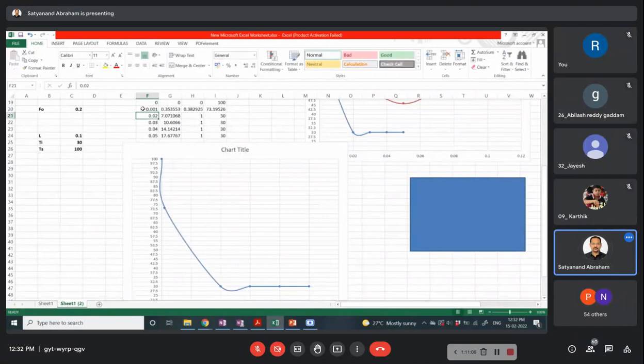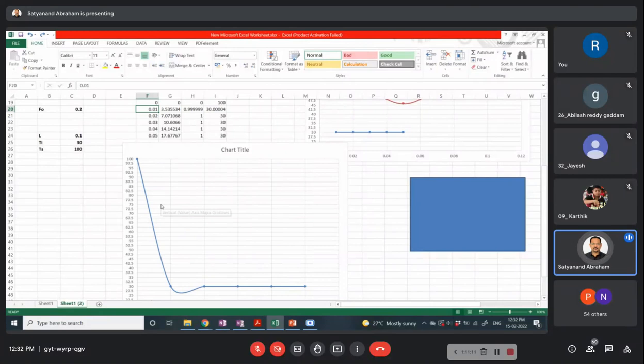If you are increasing the number of points in between, then you will get a better relation, a better graph. Here it is coming down to 0 because of the graph. If you put one point in between, the graph will not come down like this. So just see the points at least.